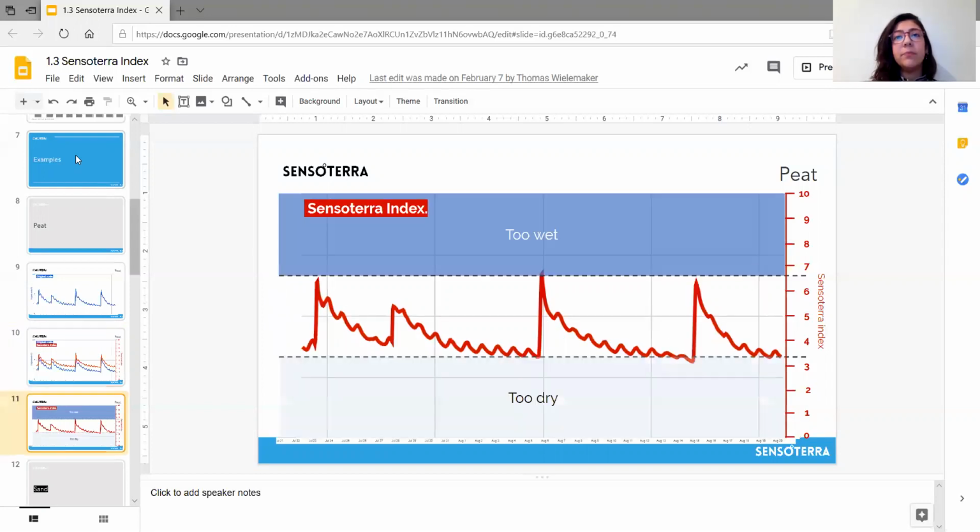So let's see, how can you interpret this with the Sensoterra index? From the scale 0 to 10, you can see that the middle part is the productive zone, or the healthy zone, that we want to keep our soils at. In this case, peat soils. From 3.3 to 6.6 is the healthy zone that you want to maintain when using the Sensoterra index.